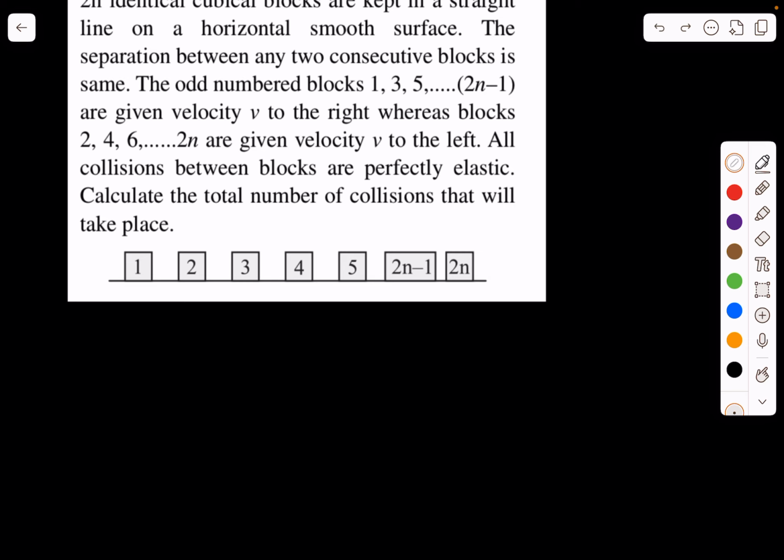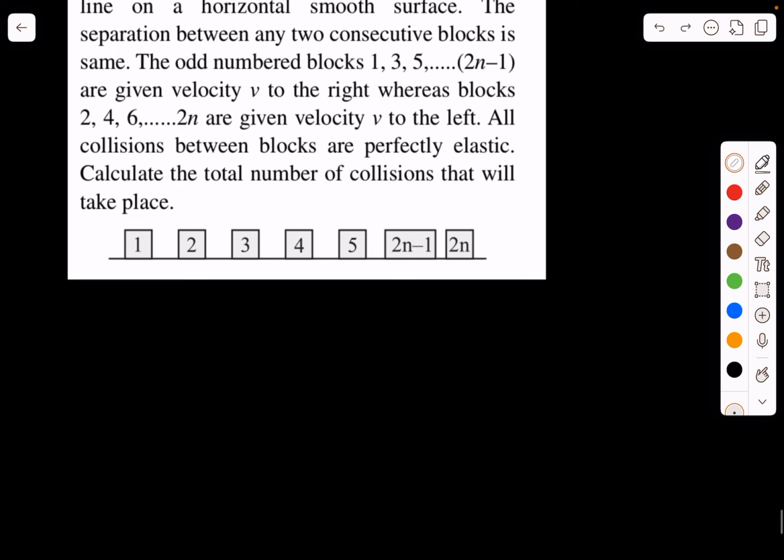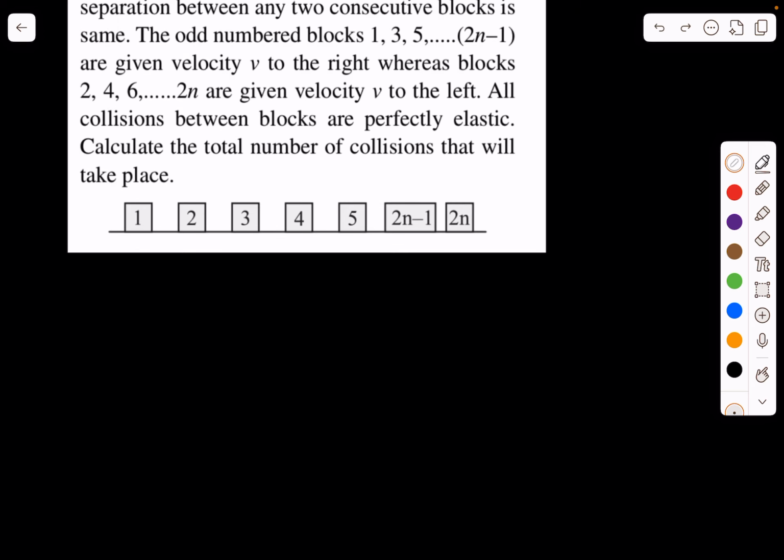So if we consider the first phase of collisions, n blocks are moving to the right and n blocks are moving to the left alternatively. So in fact, at the initial instant, there will be n collisions. So initially, it is clear that there will be n collisions.